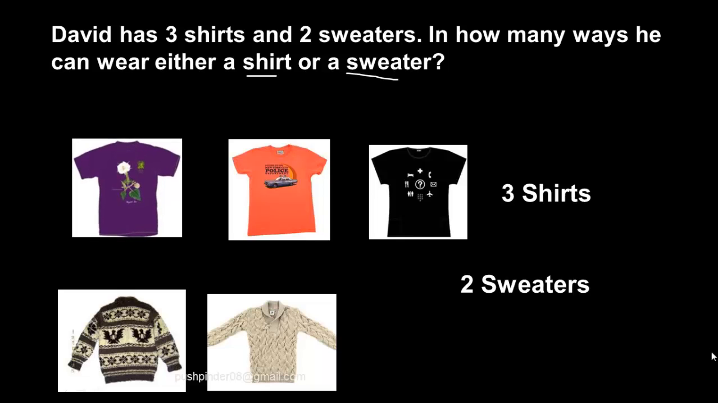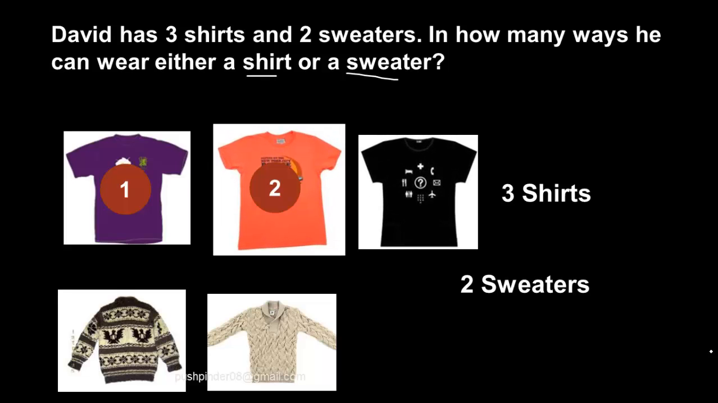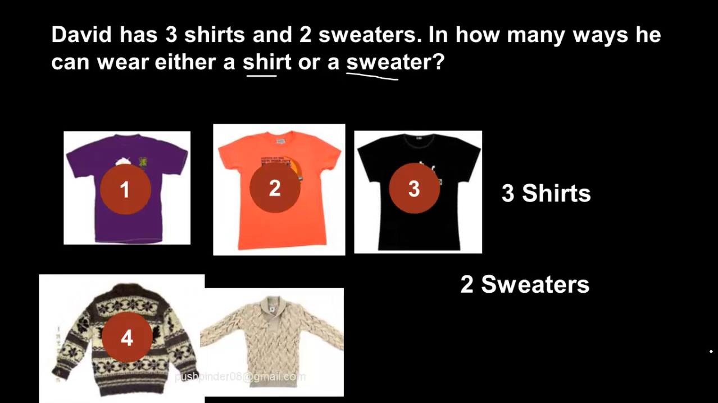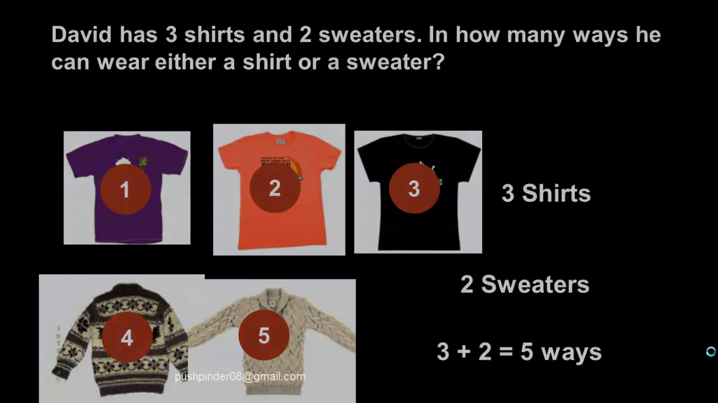So he can either wear this shirt, or this shirt, or this shirt, or he can wear this sweater, or this sweater. So the number of ways in which he can either wear a shirt or a sweater is 3 plus 2, that is 5 ways. Right? So I hope everyone is understanding. This is simple basic stuff, right?